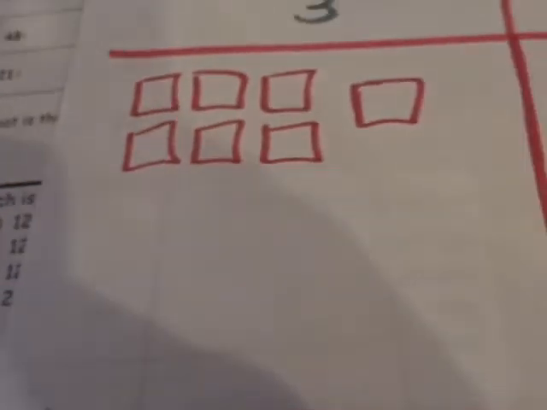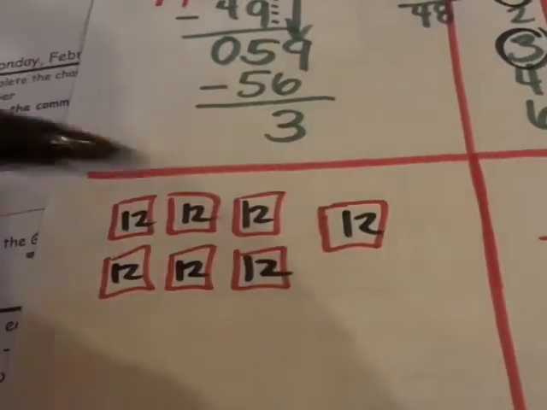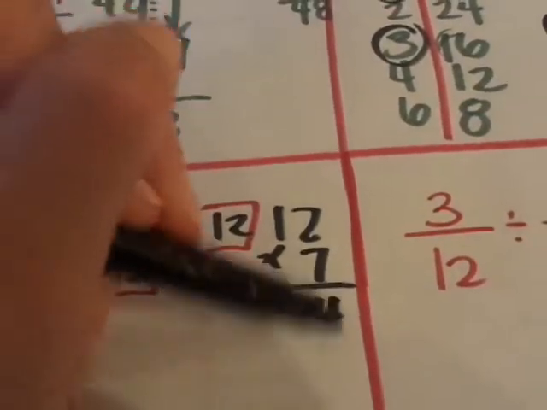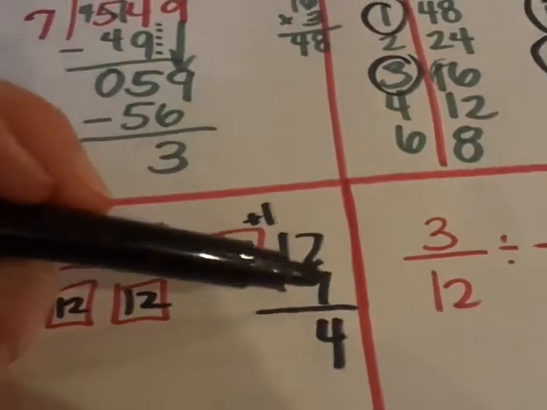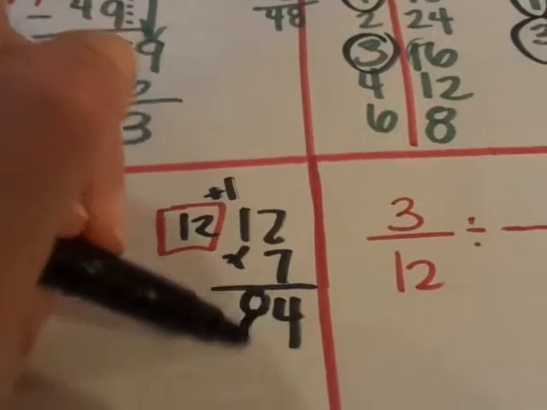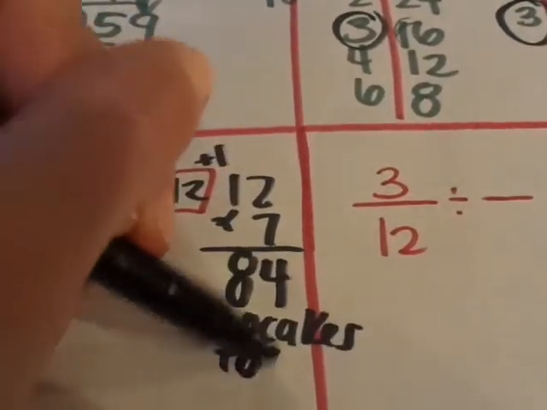Alright, I got my 7 boxes of cupcakes, and then there's 12 cupcakes in each of these. So when you're thinking of a computation, you can add all of these up, or you can do 12 times 7. 7 times 2 is 14, carry my 1. 7 times 1 is 7, plus 1 is 8. So there's 84 cupcakes total.